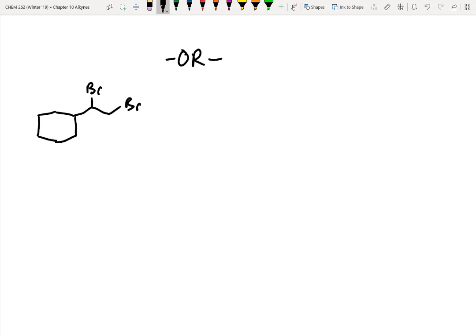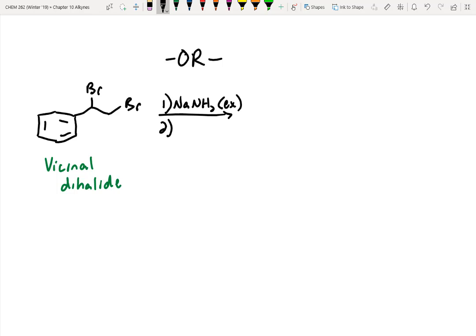What if we have two halogens that are adjacent to one another? Instead of being called a geminal dihalide, these are called vicinal. And if you react this with excess base, and we indicate that it's excess typically by writing EX or just XS afterwards, we can do the same thing: a double E2 reaction, quench with water, and we can make our terminal alkyne.